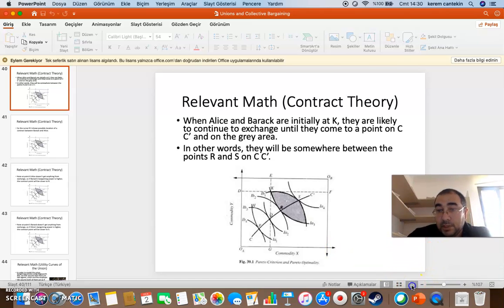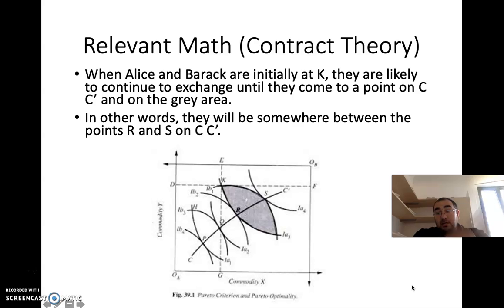As a starting point of this video, let's look back to the case of B, who was Barak in our case. And Barak's axis is just the reverse of Alice's axis, which means he has zero endowments at this point. His consumption of the commodity X increases when you go to the left, while in the case of Alice, you increase the consumption of X when you go to the right.